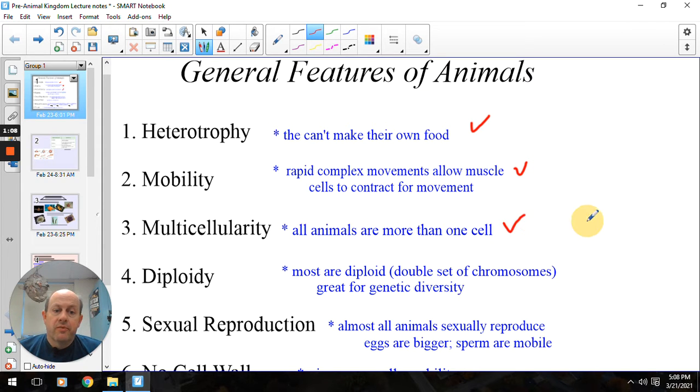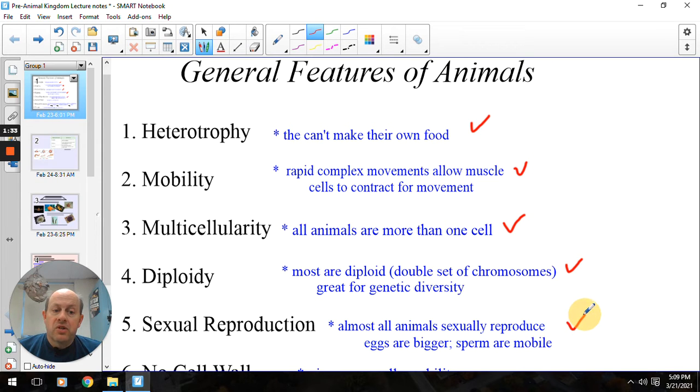Multicellularity. So all animals are multicellular. We don't have any single-celled organisms anymore. Diploidy, this is a big factor. You've got a double set of chromosomes, and most animals are diploid for the majority of their life cycle. A double set of chromosomes means if you have a bad gene on one chromosome, you've got a copy, so you could just use the good copy.